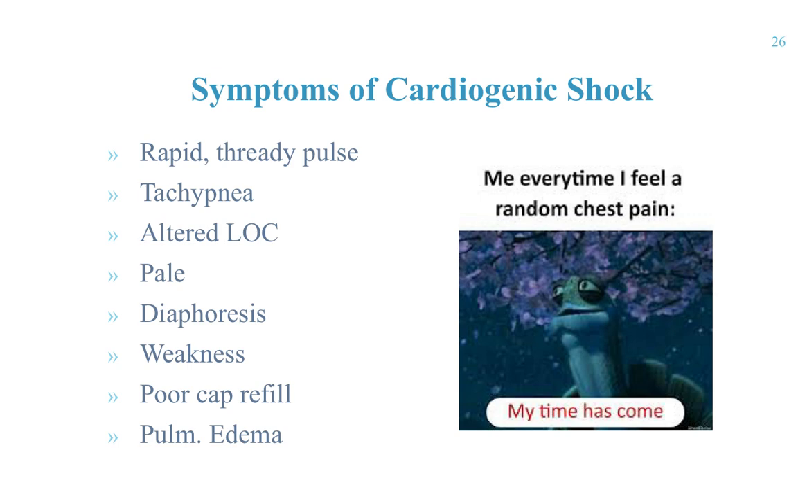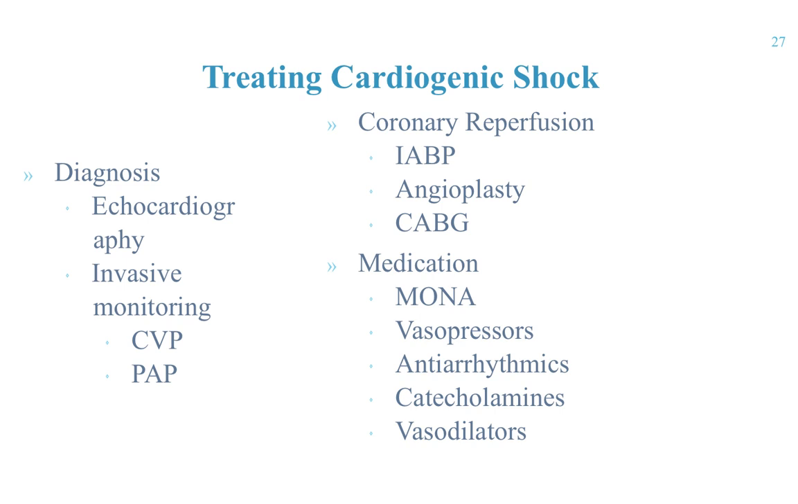Pulmonary edema. It's a pump problem. The pump can't squeeze out, so the fluid needs somewhere to go. So we can see pulmonary edema on our chest x-rays. To treat cardiogenic shock, we're going to diagnose with an echo, or we're also going to place invasive monitoring. So a CVP, and that's going to tell us our overall fluid status, what's returning to the heart, and then a pulmonary artery pressure line, which is a Swan-Ganz. Not always, we don't see them very often, but when you do see them, they're more than likely going to be in the cardiac ICU.